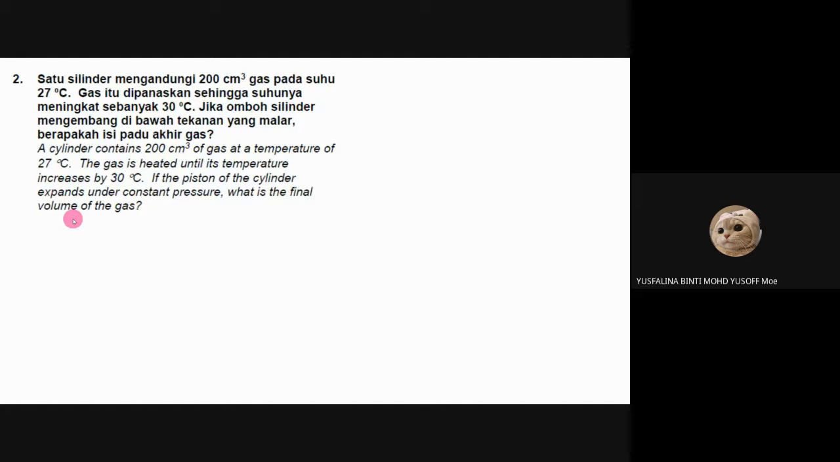Okay, for this one, you already have to use the formula V1 over T1 is equal to V2 over T2. So remember, right, the temperature must be in Kelvin, so make sure you change first. And you have to be careful. It said here the gas is heated until its temperature increases by 30 degrees Celsius. So it means the final temperature is not 30. You have to add 27 to get the final temperature. Okay, so try to do this one and give me the answer.